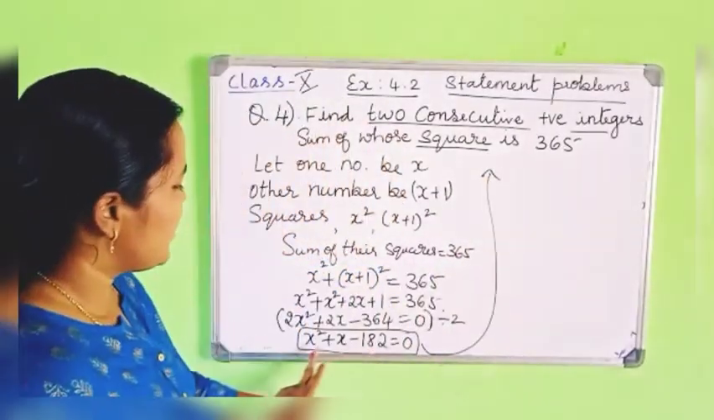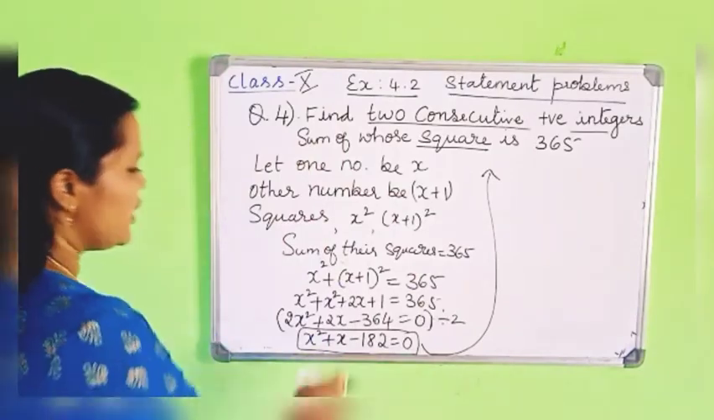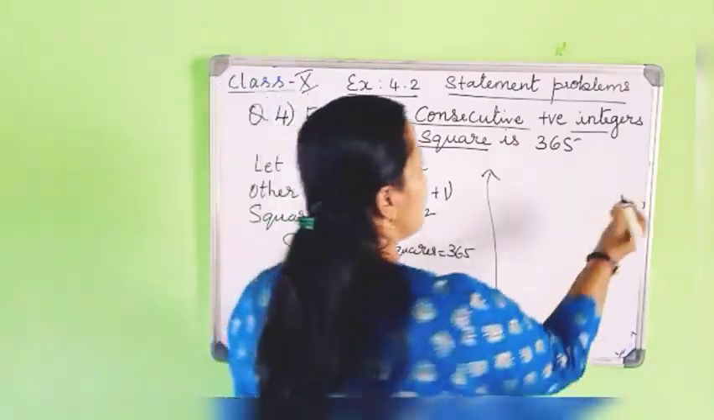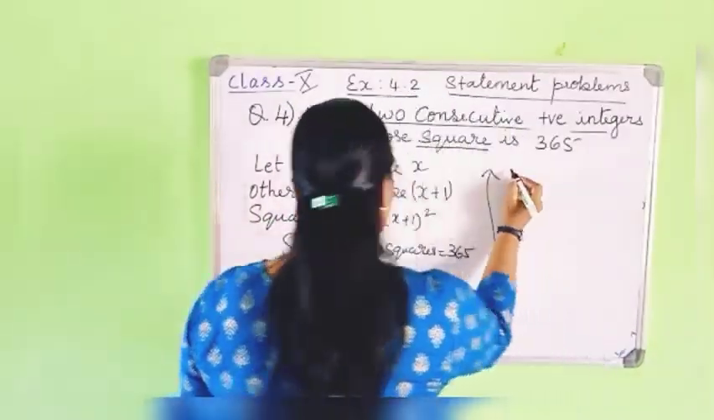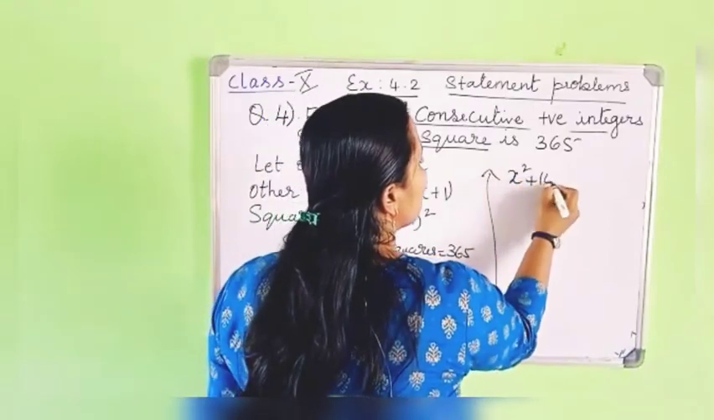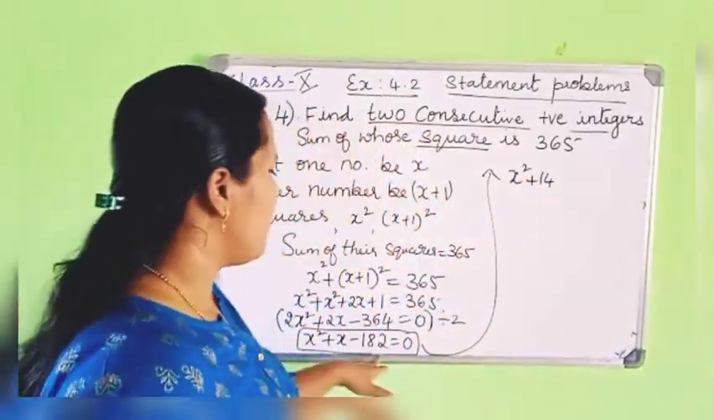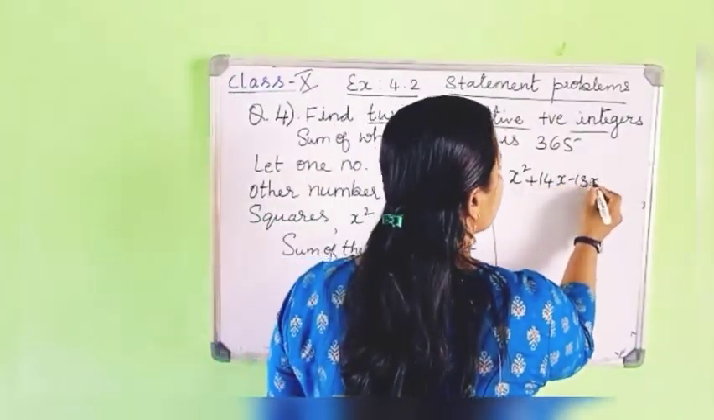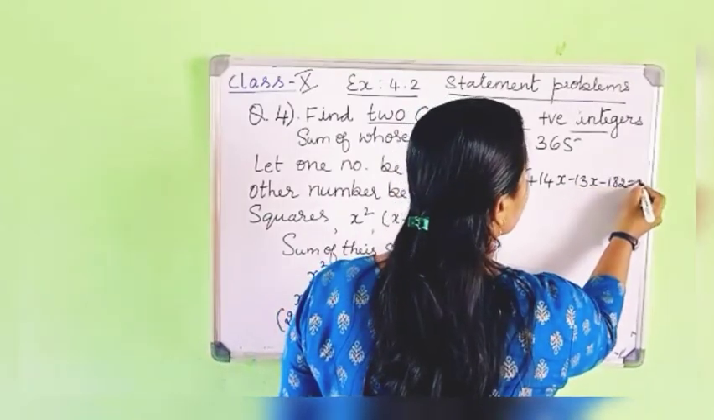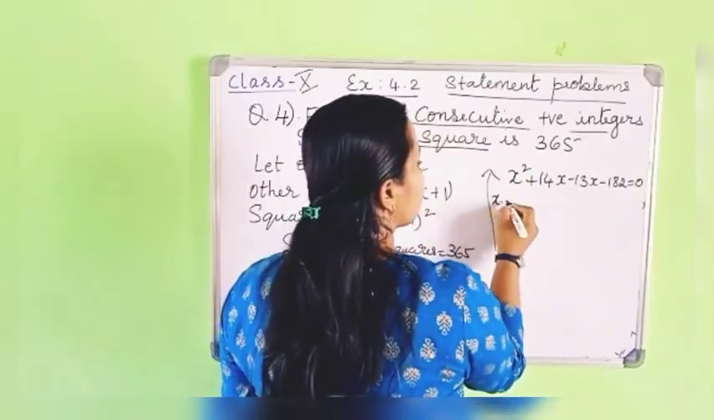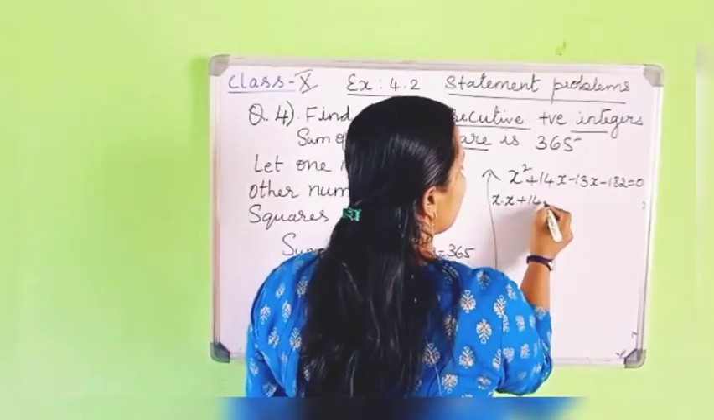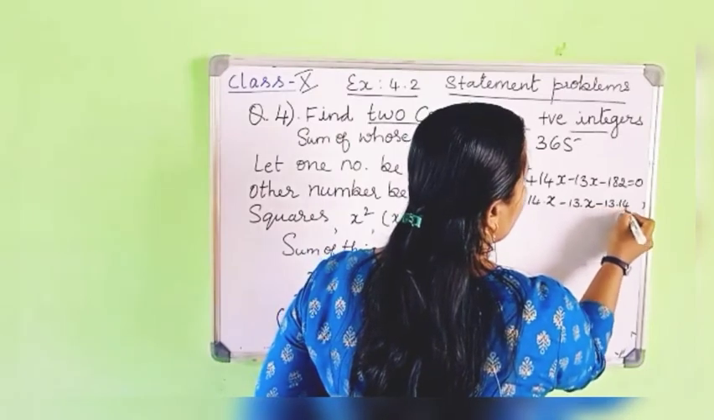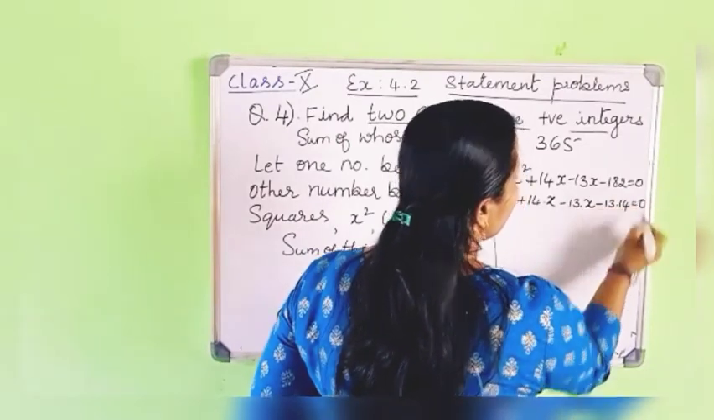So we have to multiply the first and last term, that is 182 into x square. If we add any two integers, you should get plus 1. We have factorized 182 as 14 and 13, right? So x square plus 14x minus 13x minus 182 is equal to 0. Now we can expand this: x into x plus 14 into x minus 13 into x minus 13 into 14. 182 can be taken as 13 and 14.